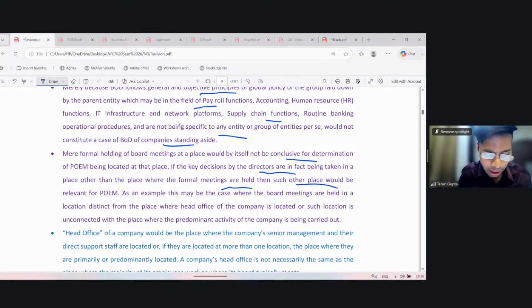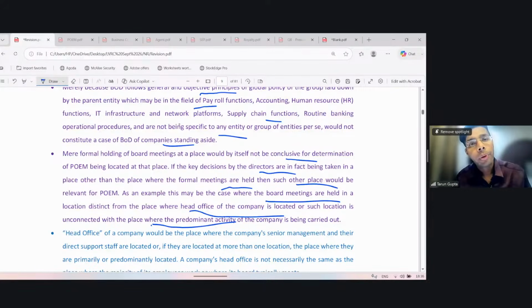Okay, clear? As an example, this may be the case where the board meetings are held in a location distinct from the place where the head office of the company is located, or such location is unconnected with the place where the predominant activity of the company is being carried out. Okay? So the location of the head office plays a very important role in determining the place where the POEM is situated.